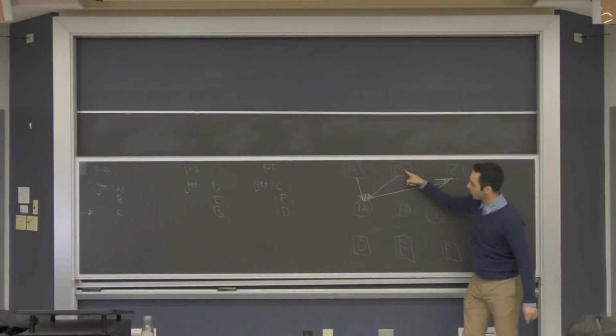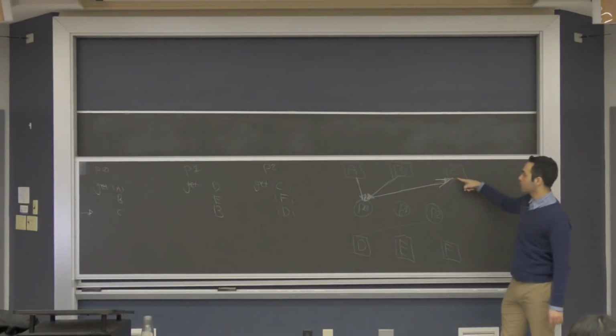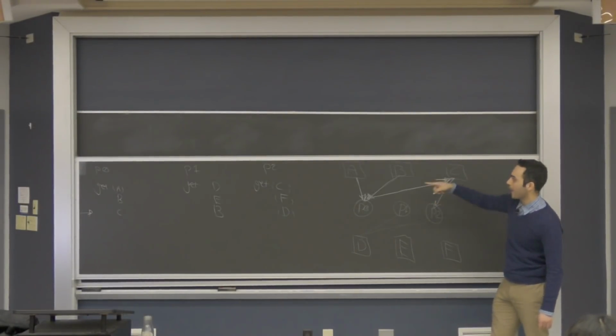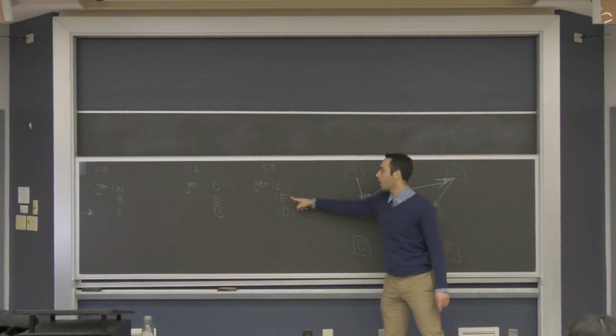So you can see from here, here. So C should be allocated to P2 if we want a directional cycle. So P2 should be allocated C. How about F?